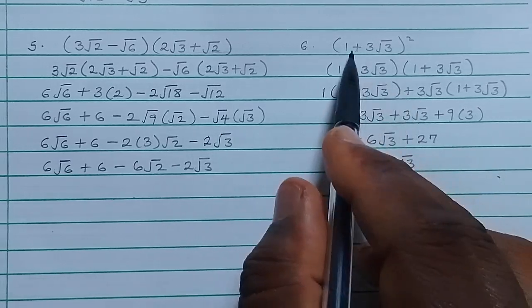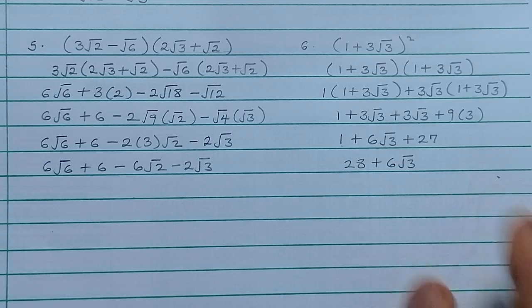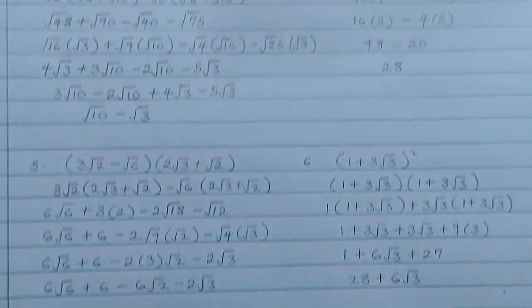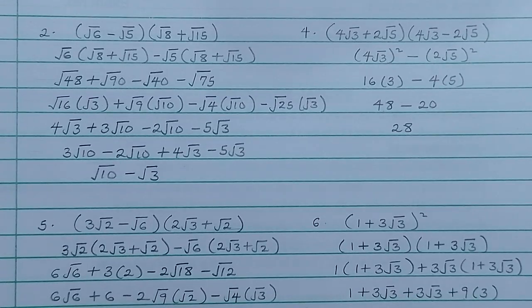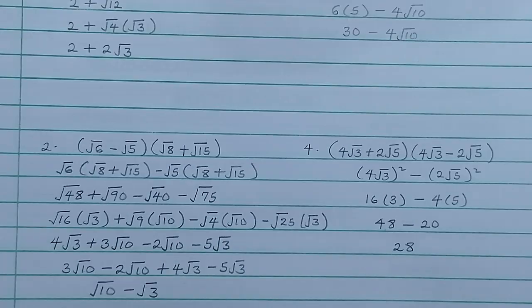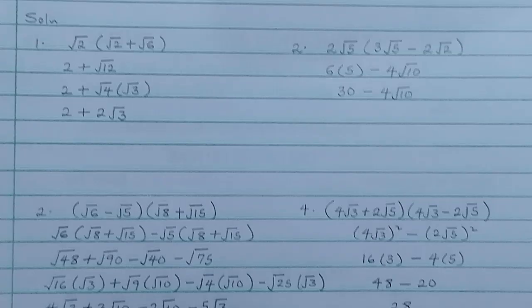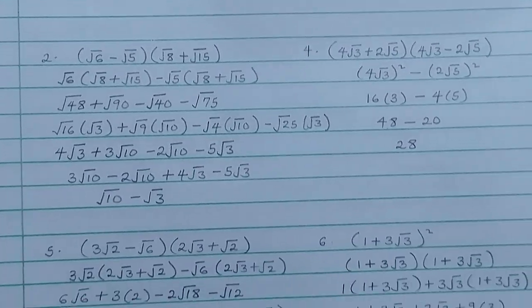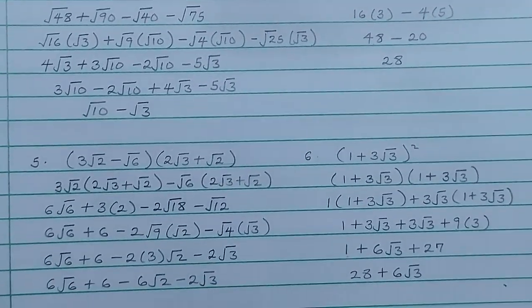We've been able to expand this, and then we have simplified. In the process of simplifying, we have observed the rule guiding multiplication of surds. And we've been able to do question number 1 all through to question number 6. Thanks for watching.